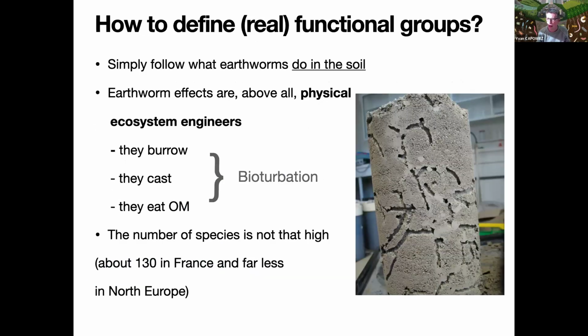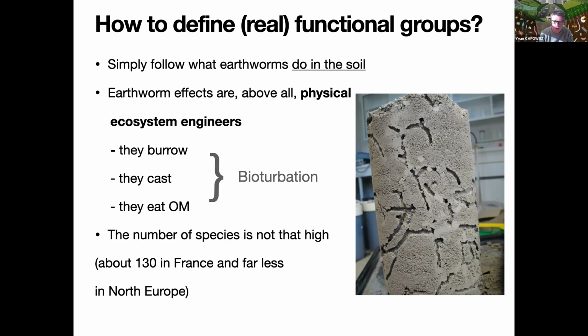So the main question now is how to define functional groups for earthworms. Our idea is also very simple: we have to follow what earthworms are doing in the soil. And what they are doing is, above all, physical influence. They make burrows, of course, they cast either at the surface or in the soil, and they eat and bury organic matter. These are all the different facets of something called bioturbation. So if we want to have functional groups, we need to study bioturbation.